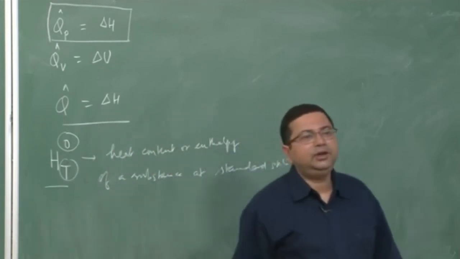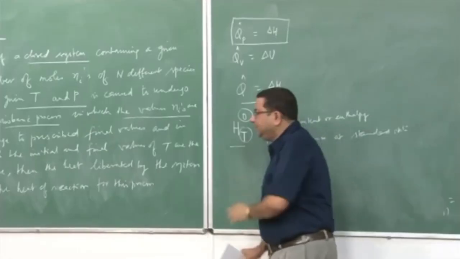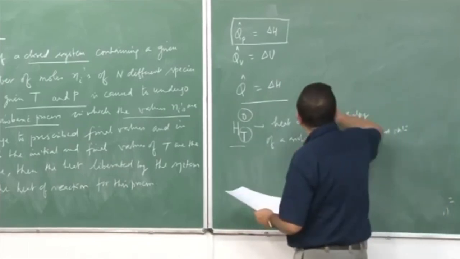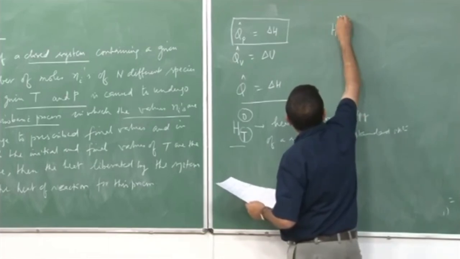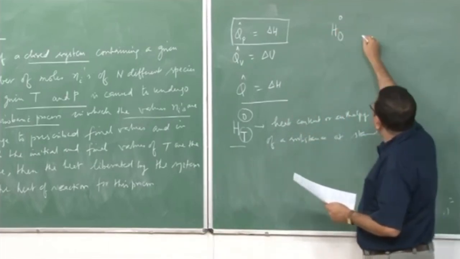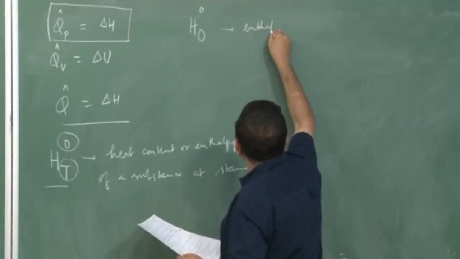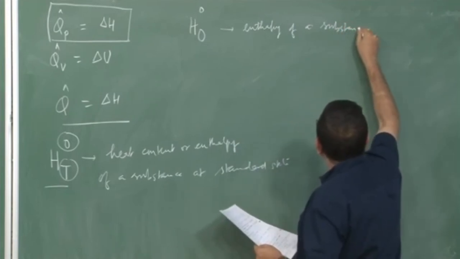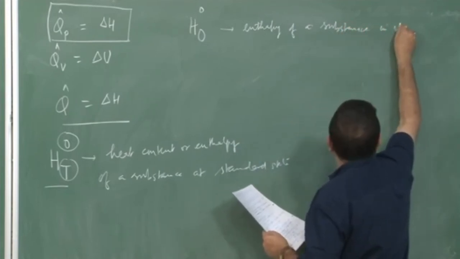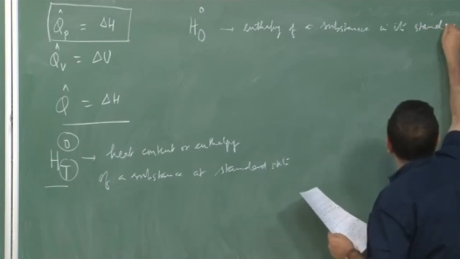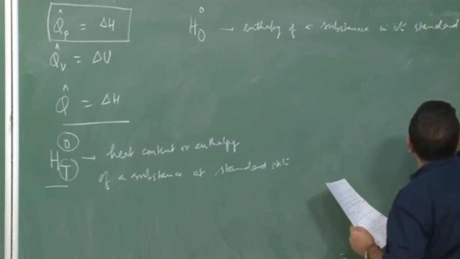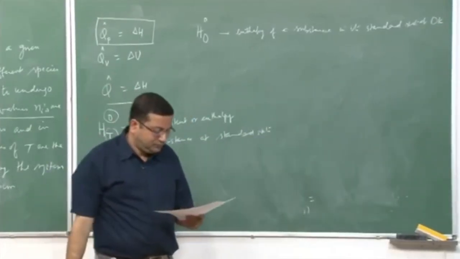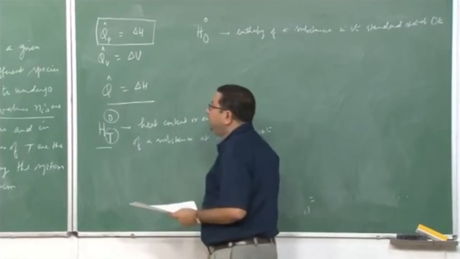So, at a given temperature, if the element is in standard state, there is a certain heat or enthalpy associated with that system. So, for example, if I write H 0 0, then this is the enthalpy of a system or a substance in its standard state at 0 Kelvin, at absolute 0 temperature. Okay. Now, we are dealing with gaseous species.